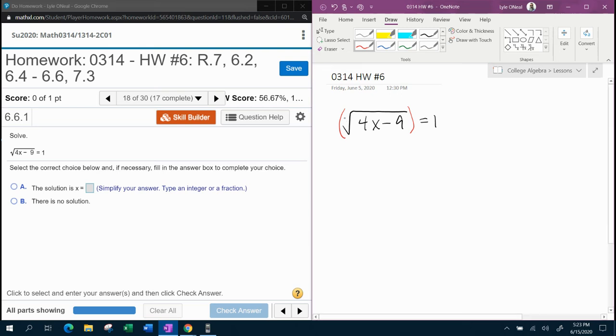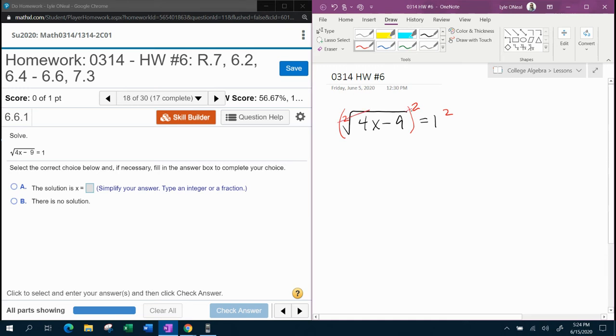Remember that the index of a square root is 2. And in order to get rid of a square root, since the index is 2, I'm going to have to square it. So in general, if you want to get rid of a radical, you have to raise it to the index power. But whatever I do to one side, I have to do to the other. So we're going to square both sides.